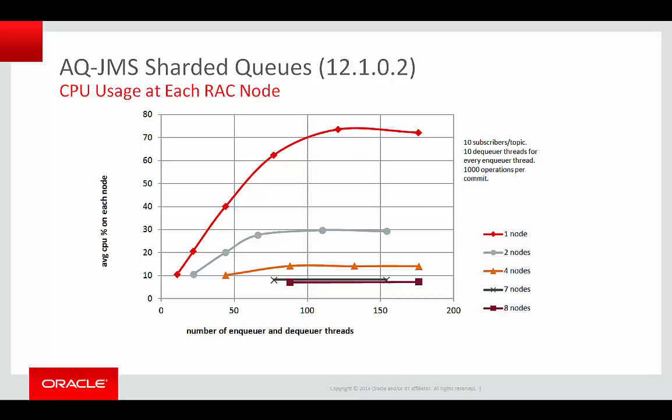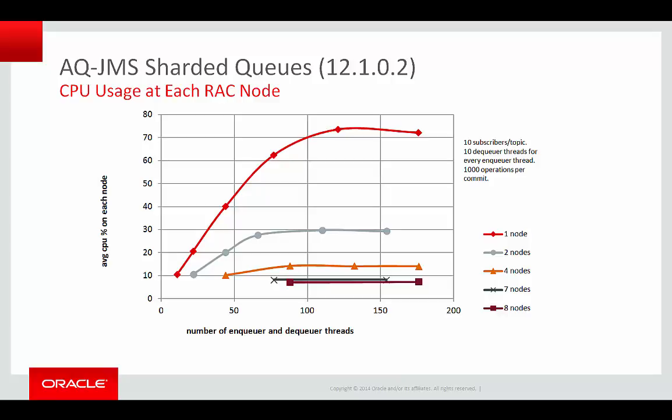On the vertical axis here we have the CPU usage per rack node, and on the horizontal axis, we have the offered load. You can see the red line, that's for one node. It uses far more CPU than the bottom line, which is for 8 nodes. As a matter of fact, it's a factor of 10. So in terms of scalability of system resources, sharded queues scale pretty well.